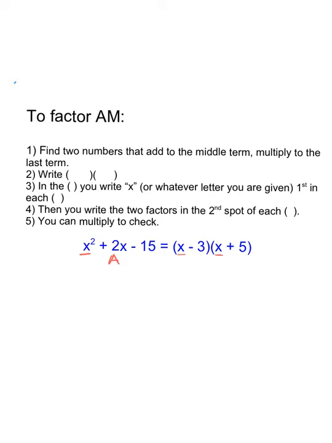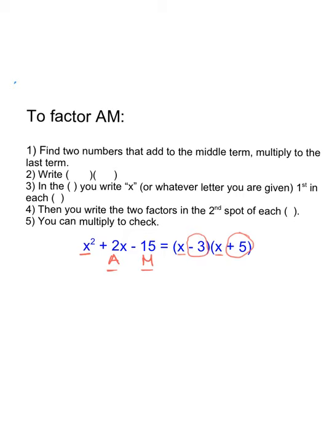Then you're going to write the two factors in the second spot of each parentheses. Because again, this is the AM method. We want to add here to 2, and we want to multiply to negative 15. If we look at negative 3 and 5, if I add them, I get 2. If I multiply them, I get negative 15.